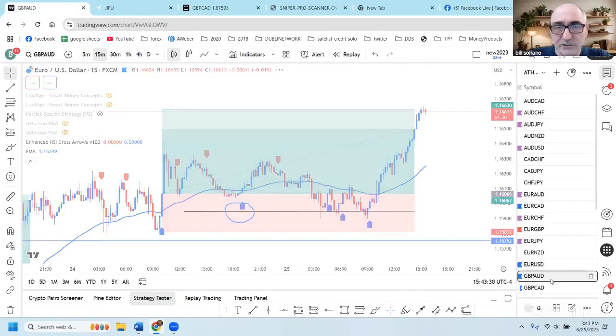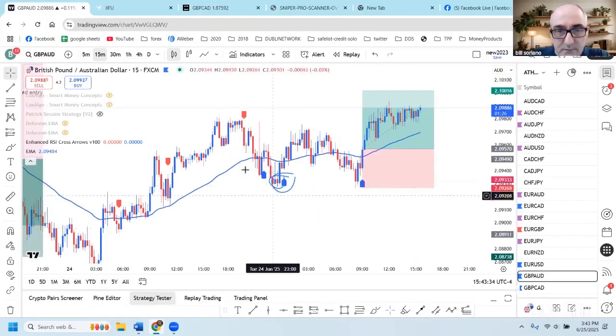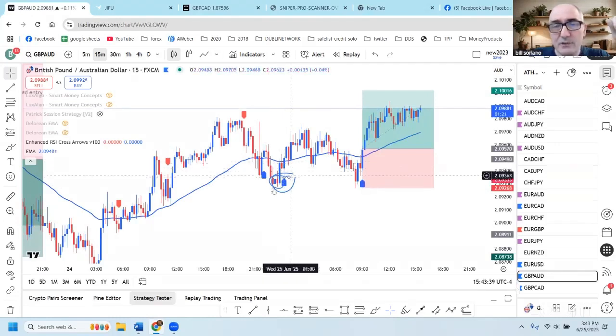Okay. GBP-AUD is another one here, and I want to show you this one. You get the indicator, you get the 55 cross, but it wasn't confirmed on the Sniper Pro Scanner.